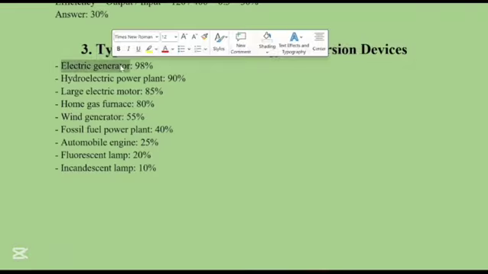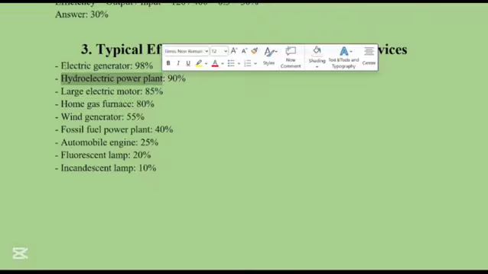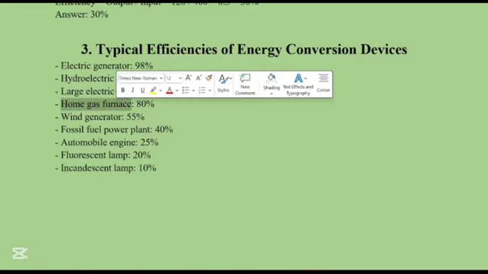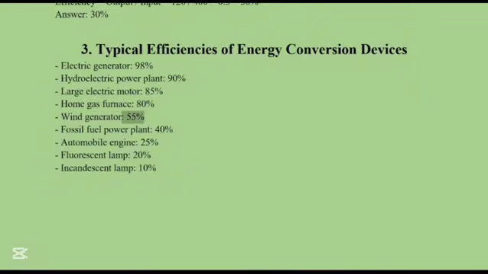Now we have a table which shows the typical efficiencies of energy conversion devices. In an electric generator, the efficiency is 98%. In a hydroelectric power plant, the energy efficiency is 90%. In a large electric motor, it is 85%. In a home gas furnace, it is 80%. In a wind generator, it is 55%. In fossil fuel power plants, it is 40%. In automobile engines, it is 25%. In fluorescent and incandescent lamps, it is 20% and 10%.